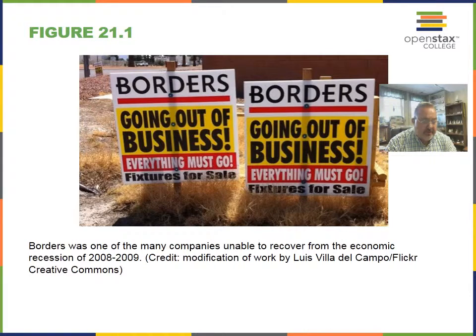Here's an example of a company that went out of business, causing some unemployment. The people that were unemployed because of the recession, because businesses closed down or closed factories or closed down production, are products of cyclical unemployment, meaning that the cycles of the economy have caused that unemployment.